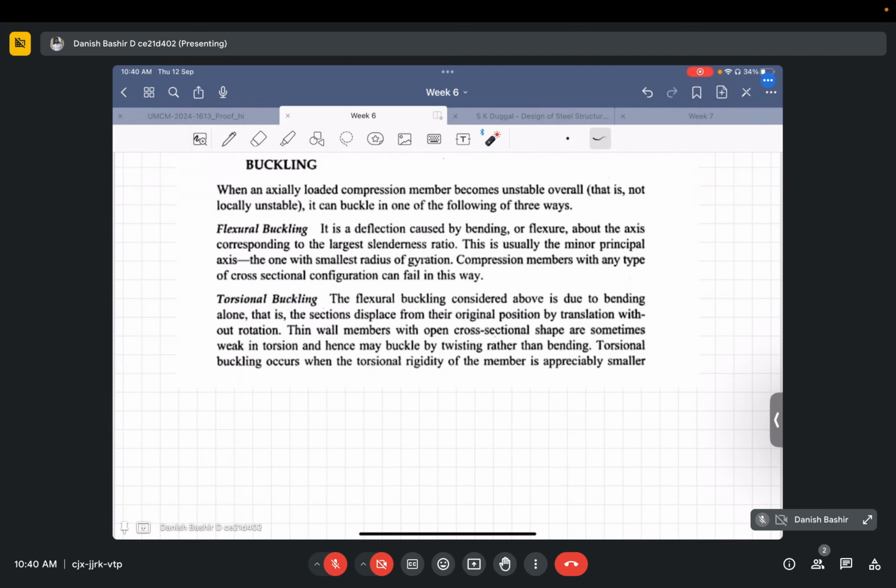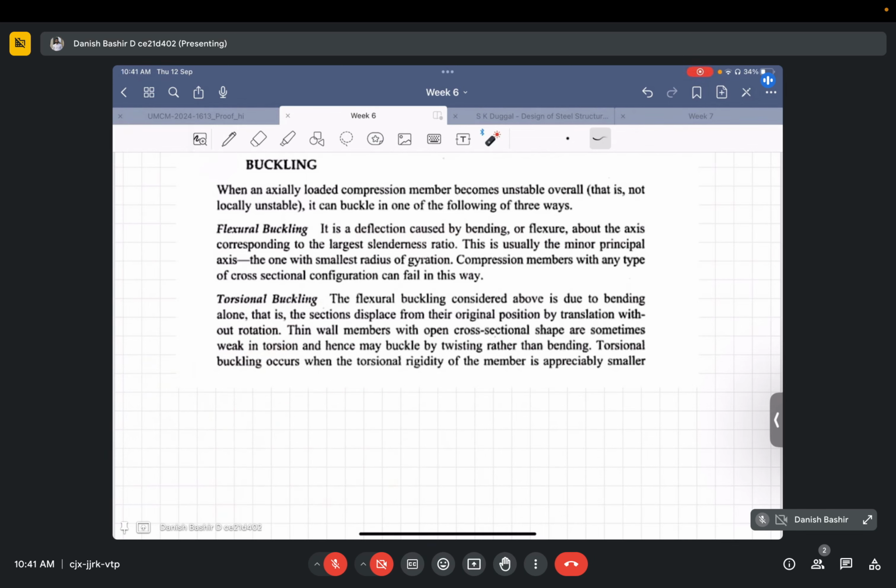Okay, so what are the different types in which a column can buckle? First is flexural buckling. What do we mean by flexural buckling? It is a deflection caused by the bending or flexure about the axis corresponding to the largest slenderness ratio. Whichever axis has the largest slenderness ratio, if the column bends along that axis, we call that flexural buckling. This is usually the minor principal axis, the one with the smallest radius of gyration. Obviously, lambda is inversely proportional to the radius of gyration.